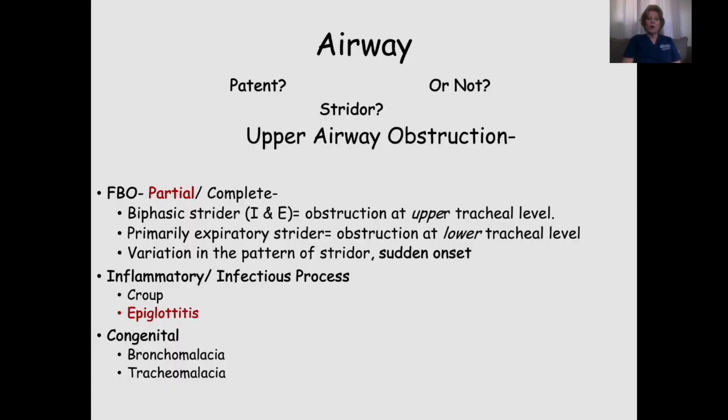The first thing you want to know when you're assessing the airway, you're just basically trying to assess if it's patent or not. If you hear stridor, you consider that upper airway obstruction. Lots of different reasons why a pediatric patient could have stridor. It could be a partial foreign body. It could be an inflammatory process, or it could be congenital. And you have to rule out these things.